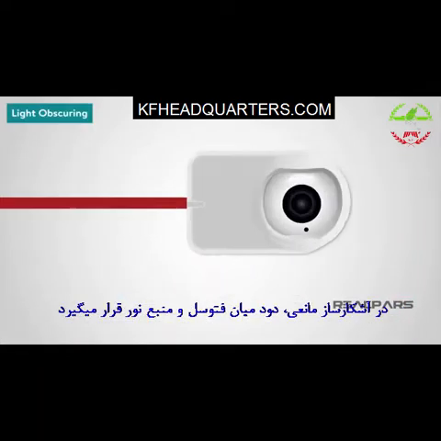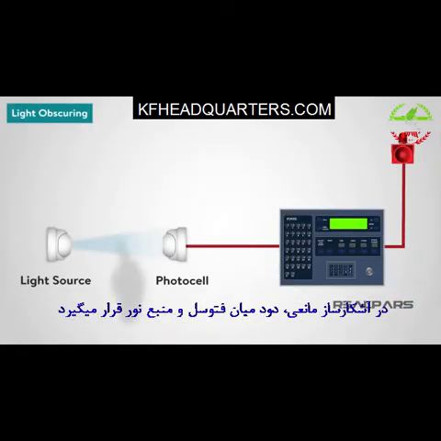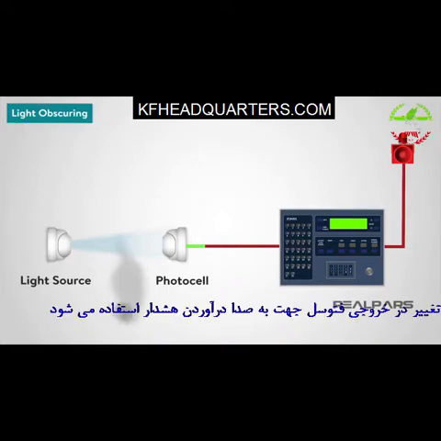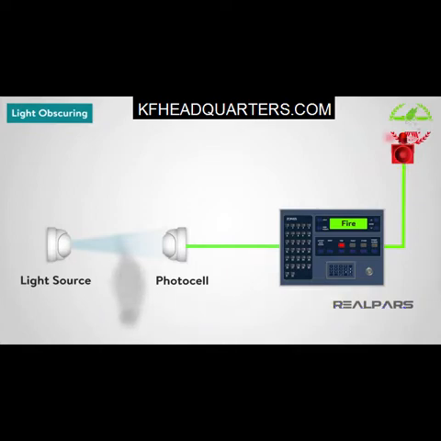In the light obscuring smoke detector, smoke interferes with a light beam between a light source and photocell. The photocell measures the amount of light it receives. The variation in photocell output is used to initiate an alarm. This type of detection can be used to protect large areas, with a light source and photocell positioned some distance apart.